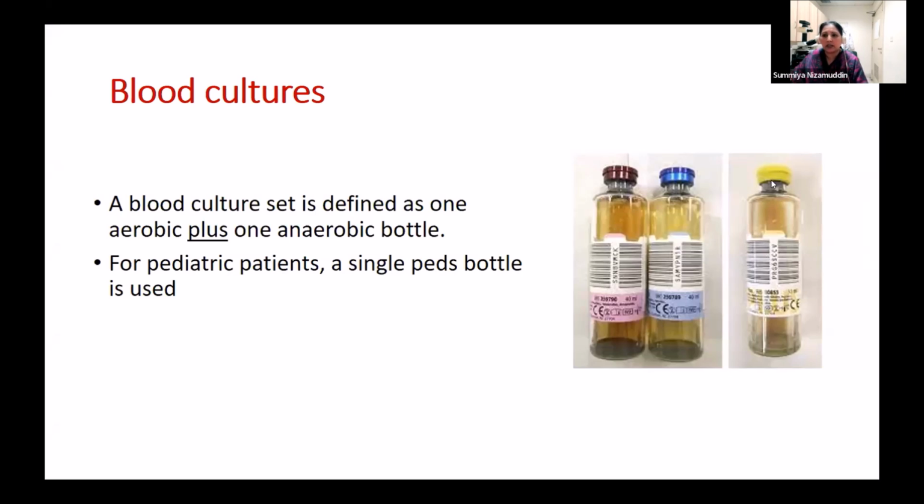So when we talk about blood culture, whenever you send a blood culture, you're supposed to send a set of blood culture. And what do we mean by a set of blood culture? We mean an aerobic bottle plus an anaerobic bottle. So one set of blood culture is one aerobic bottle and one anaerobic bottle. If your patients are children, pediatric cases, then in pediatric cases we choose a single pediatric vial, and only a single bottle goes in pediatric cases.